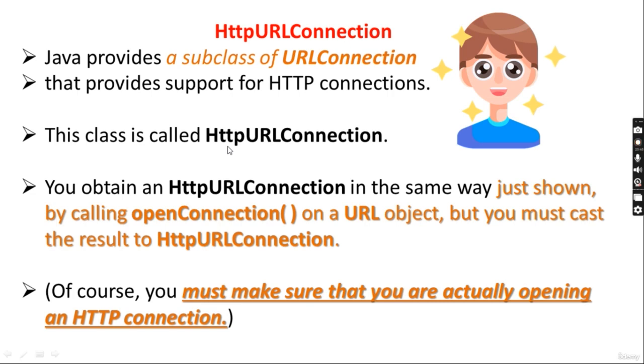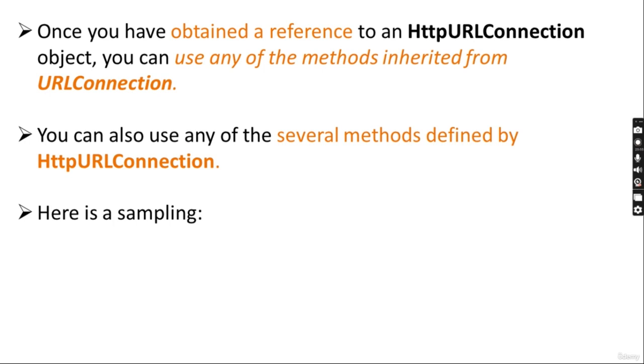Okay, as and when needed only you will open the connection, and you make sure that you are actually opening that connection, then only you will be able to use it. Once you have obtained a reference to HttpURLConnection, you can use any of the methods inherited from URLConnection. You can also use any of the methods defined by HttpURLConnection. Those are specific for that particular case.